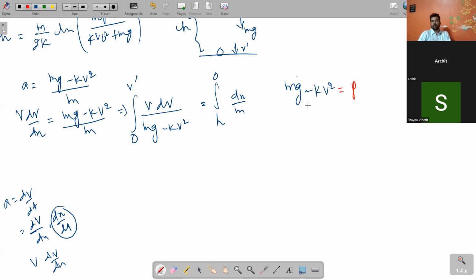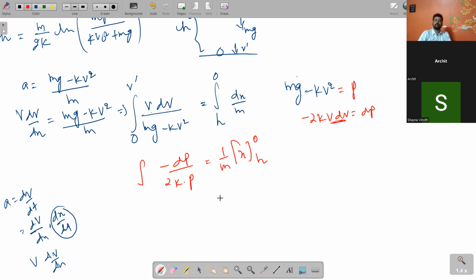Now you again have to substitute this. Suppose this is p, some other variable. Here, minus 2kv dv equals dp. Put it over here, the v dv will be gone from here. That is minus dp upon 2k, and this is your p. And this is your 1 by m. This is x, upper limit 0, lower limit h.